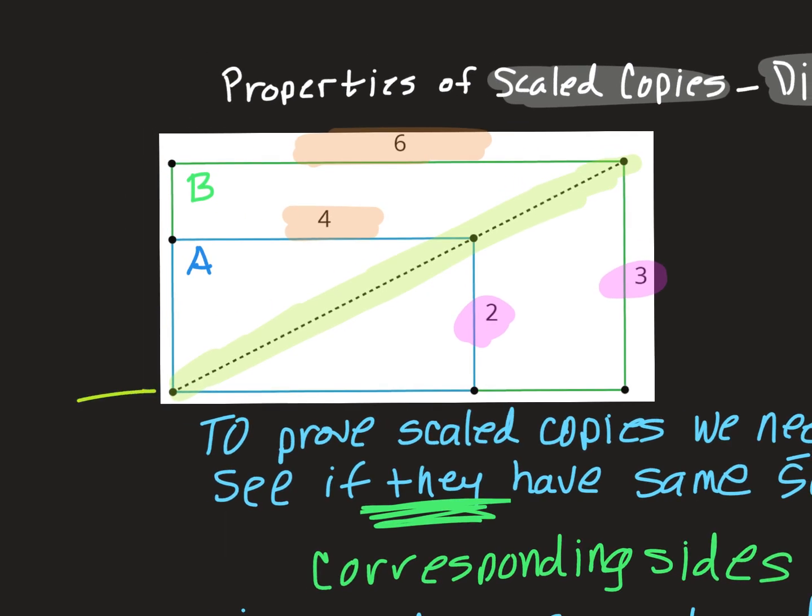If you take your two scaled copies and you line them up vertex to vertex, so you've got your two scaled copies, you line them up like this.